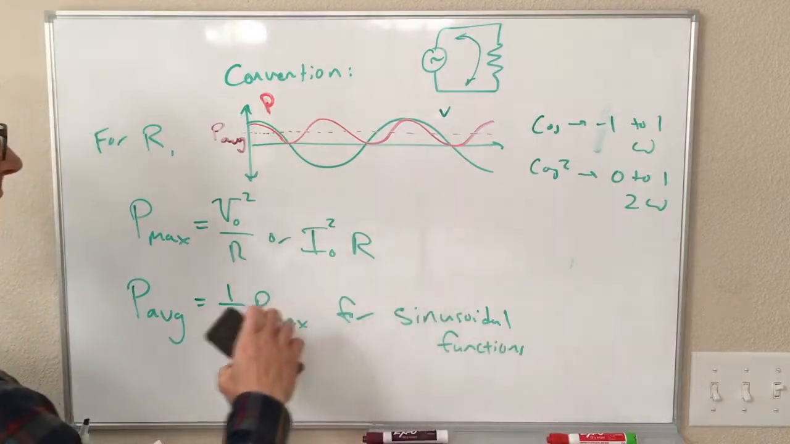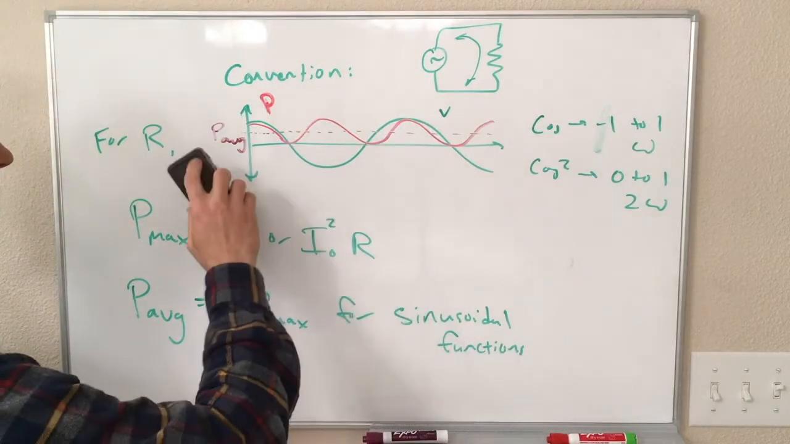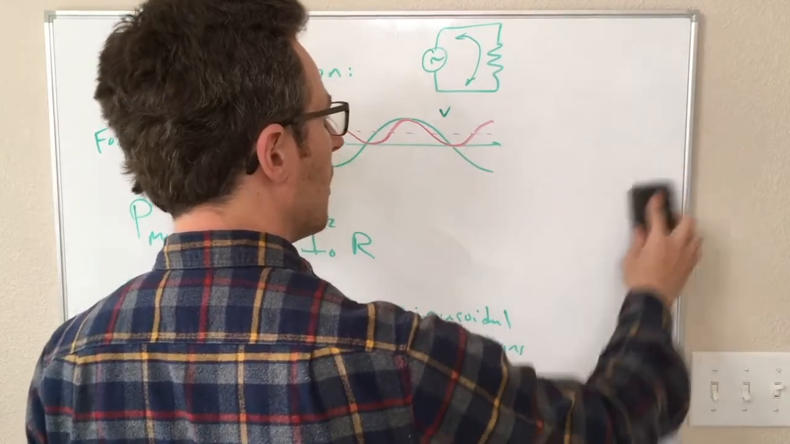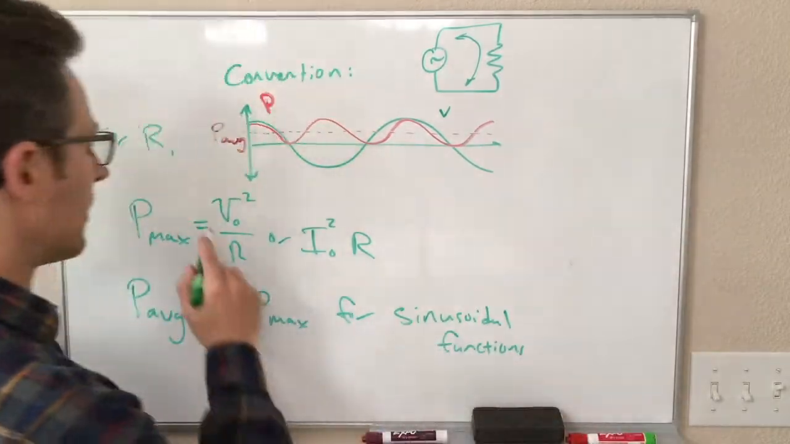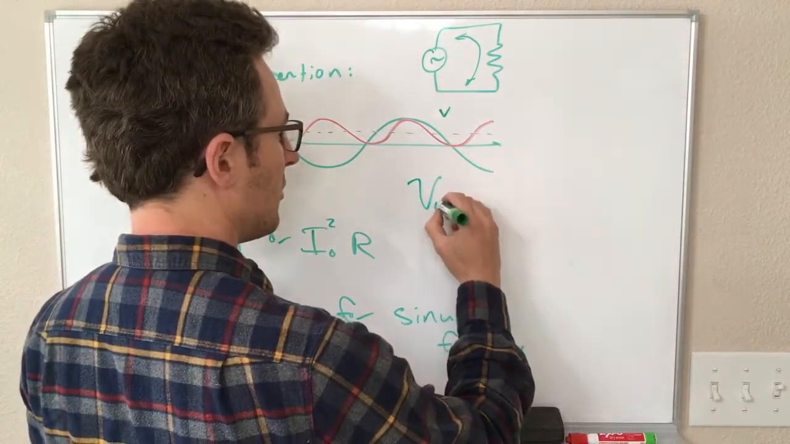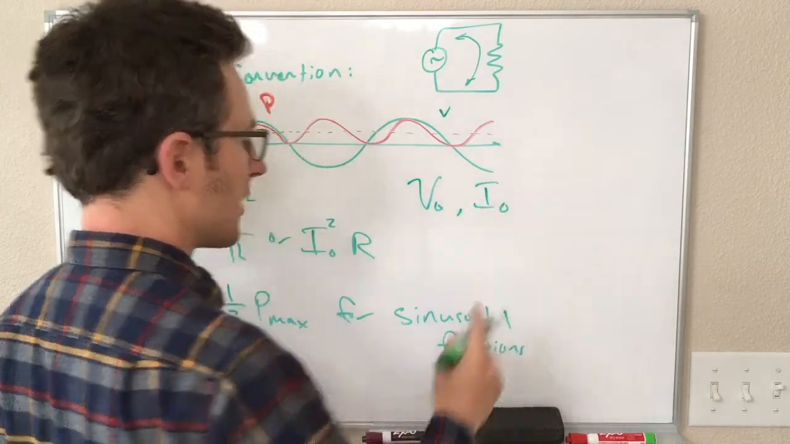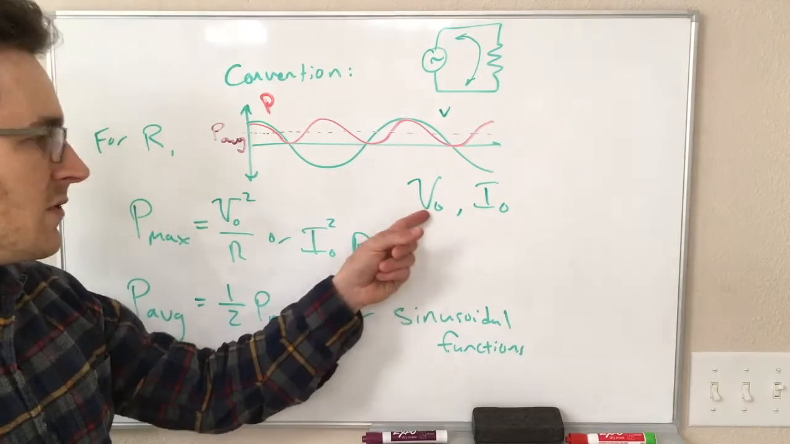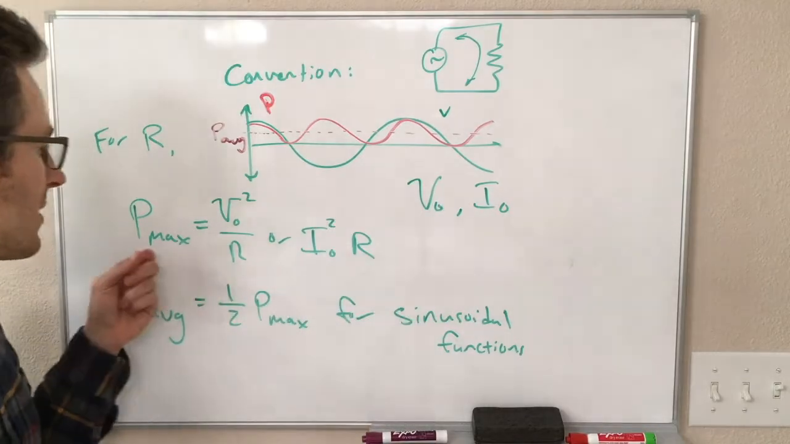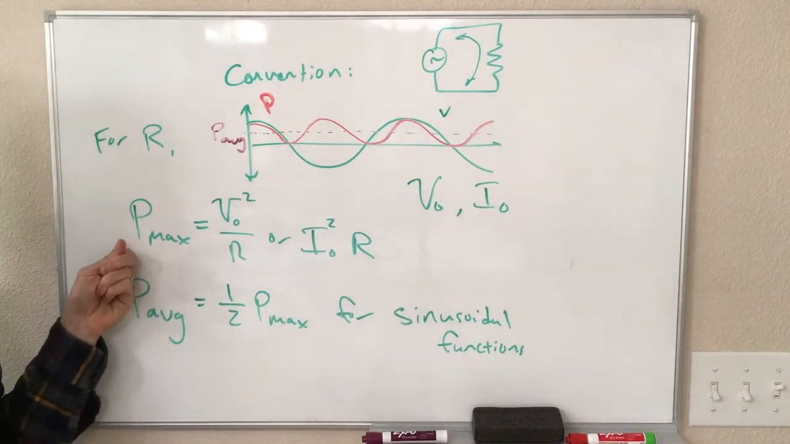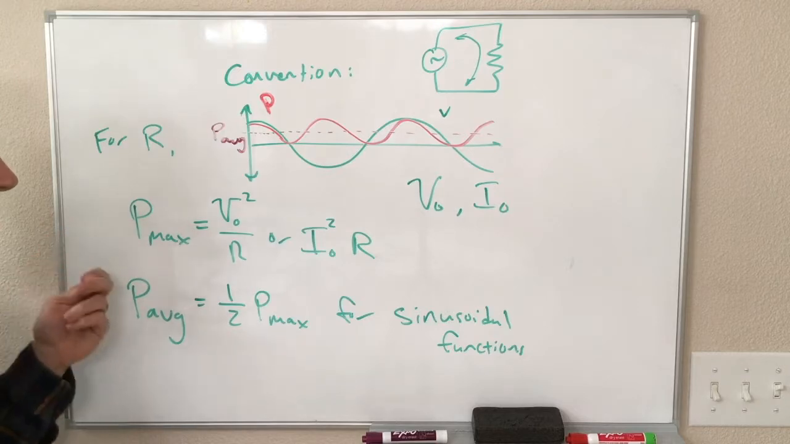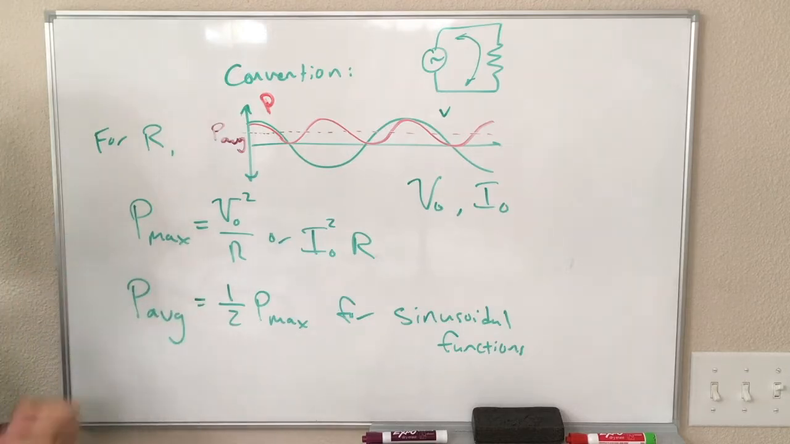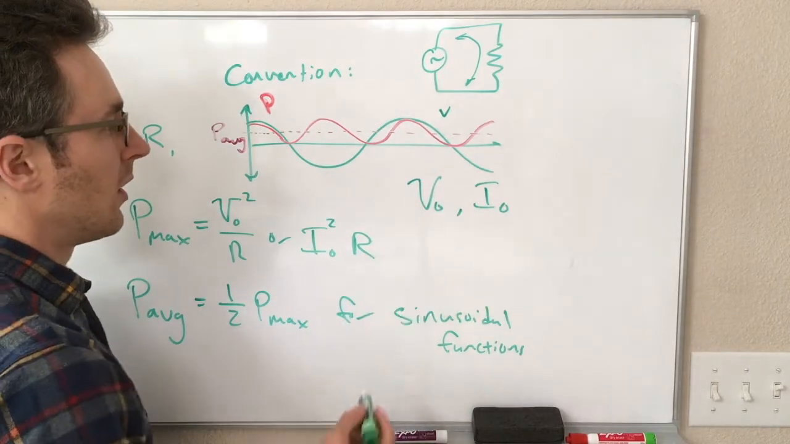Okay, so here's what I will now point out. If we only record these peak values, if we only have V0 and I0, because these are the things that we're measuring, if we want to calculate a power using those, when we use these, V squared over R or I squared R, we always get the max power. And we could remember to divide by 2, but it turns out to be very, very convenient to define a new way of measuring the amplitude.